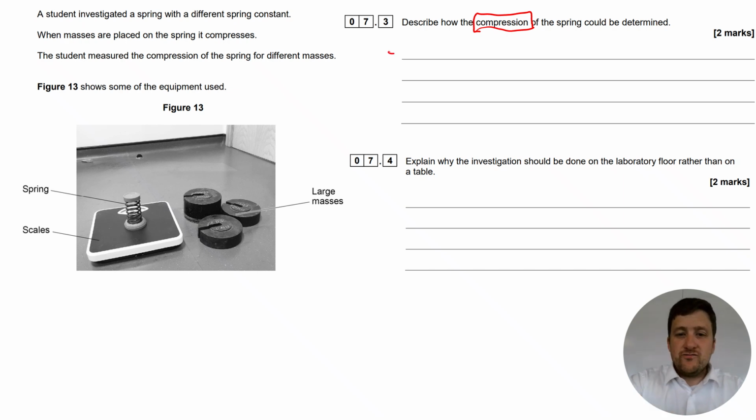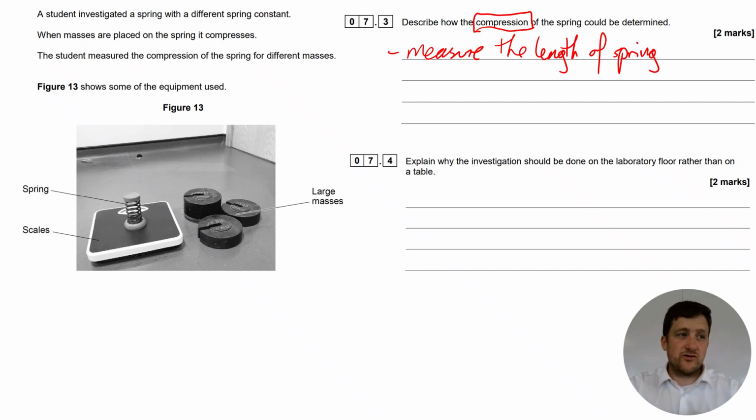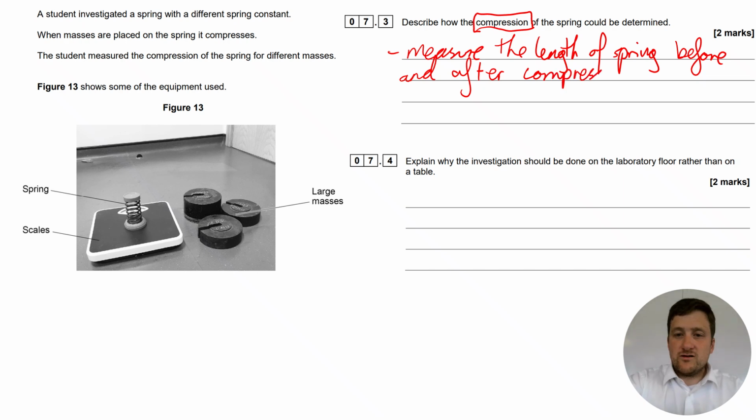So what we need to do is, if we remember how to do that, measure the length of the spring, but it's not just measure the length of the spring. You don't just measure it once. You measure the length of the spring before and after compression. Okay, you need to do that before and after, or rather, maybe not after compression, or during compression actually. Before and during compression, because it's not after it.